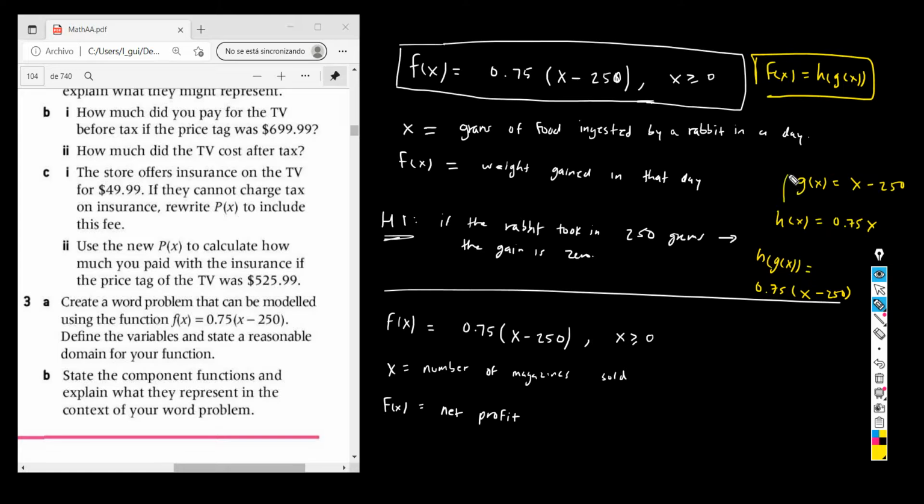And let's interpret both g and h. What is the interpretation of these two functions? Let's first take a look at g. x minus 250, what does this mean? Listen very carefully: x minus 250 is the number of grams ingested by the rabbit above its balance quantity. I'm going to call it that way.